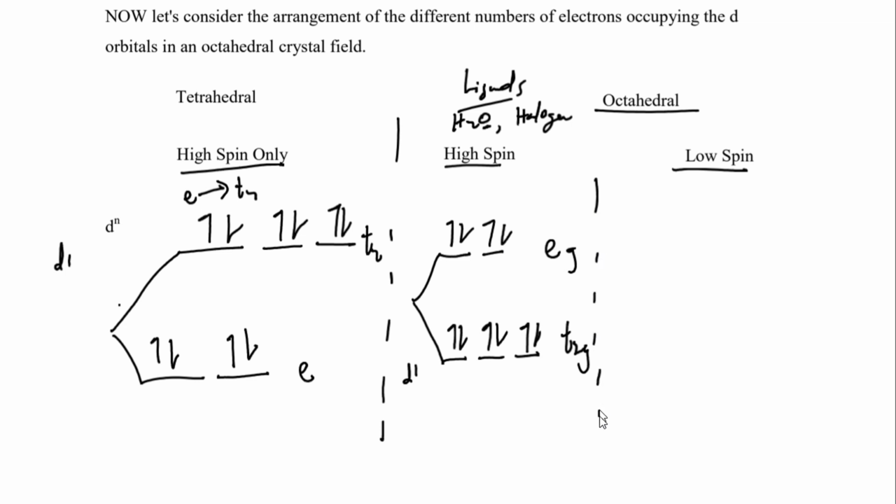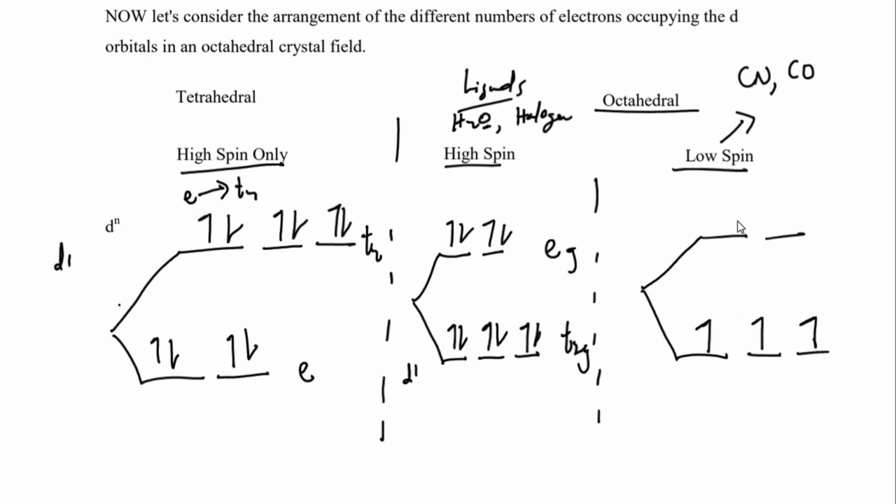But for low spin, the ligands are always strong field ligands, like CN and CO. So d1 will be this, d2 will be this, d3. d4 will not move up here because the distance here is large. Then d4, d5, d6, d7, d8, d9, and d10.